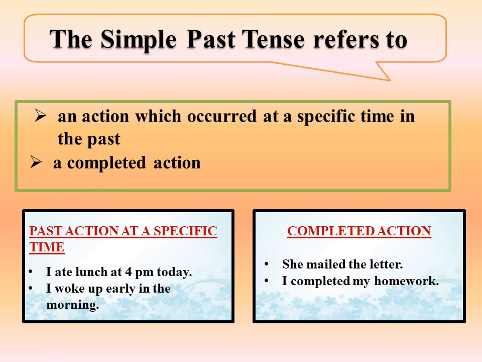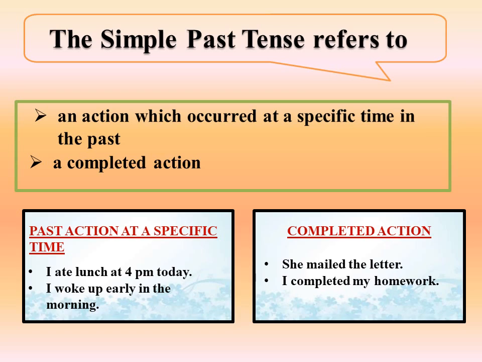Now, what does the simple past tense actually refer to? It can be classified into two. One is an action which occurred at a specific time in the past, where we mention the time when it happened. The other is plain completed actions, where we won't specify any time. We will understand better. Let's look at an example, students. Past action at a specific time.